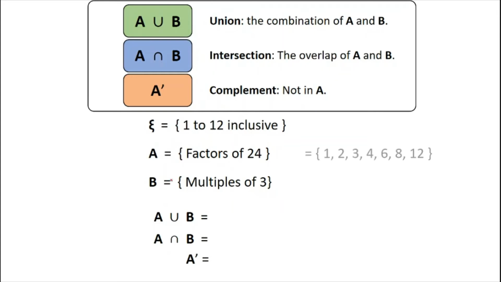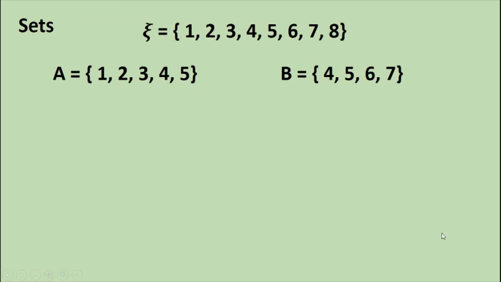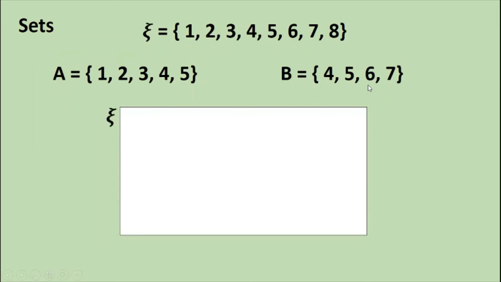Okay, answers for this are there. There's your list for A or B, A and B, not A. So I've made up a universal set here, just the numbers 1 to 8. Set A has 1, 2, 3, 4, and 5, and set B has 4, 5, 6, and 7. And we can represent this on a Venn diagram.